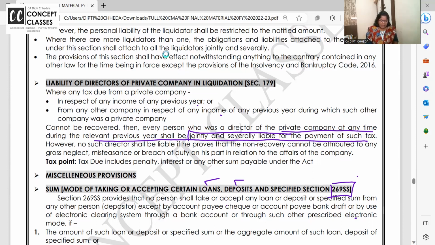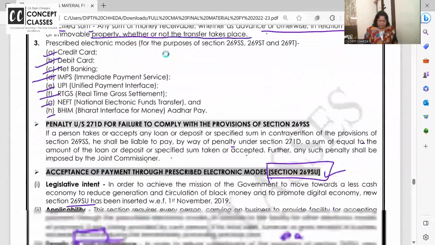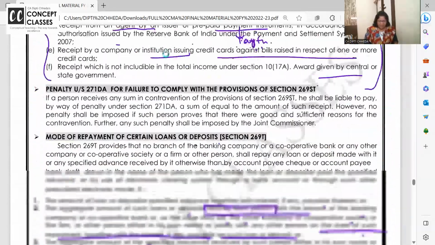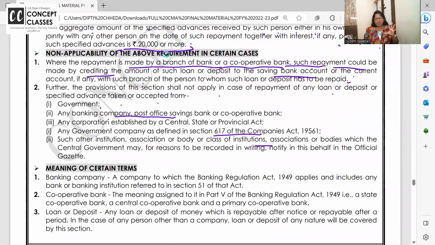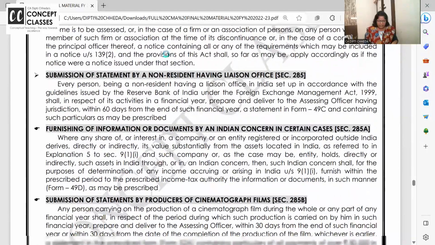All the directors. However, no such director shall be liable if he proves that non-recovery cannot be attributable to any negligence, misfeasance or breach of duty on his behalf. मुझे तो मालूम ही नहीं था, and I have proved that I was not there when this fraud and all happened, and all this is the responsibility of the other director. Then he can escape. 269 SS and T हमने किया, and in very brief I have told you all the liabilities. So we'll take a pause here today.